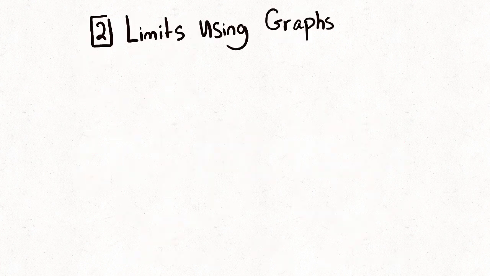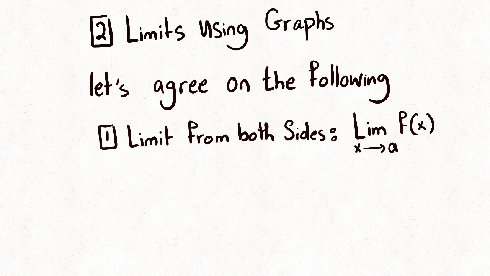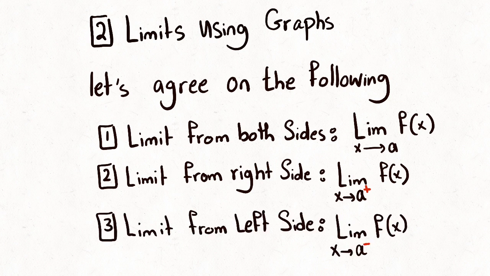We will make some kind of agreement to figure out what is requested in the exam. Now, if someone asks you to find the limit from both sides, then he will write limit f of x as x goes to a. Now, if the limit is from the right side, you will see the question limit f of x as x goes to a plus. Plus means the right side. And from the left side, limit f of x as x goes to a minus.